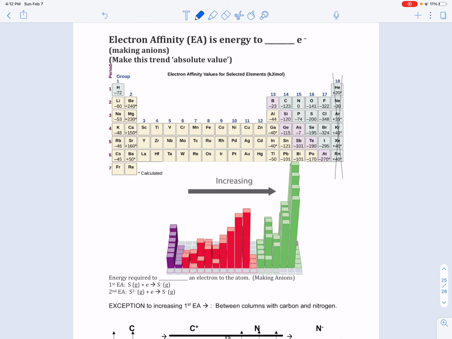Now we're going to look at electron affinity. There is something funny about the electron affinity numbers, and you will see this chart in different ways if you look it up on the periodic chart. Electron affinity is like the opposite of ionization energy. This is the energy to add an electron, so you're making anions. All of these values are listed with negative energy and positive energy.